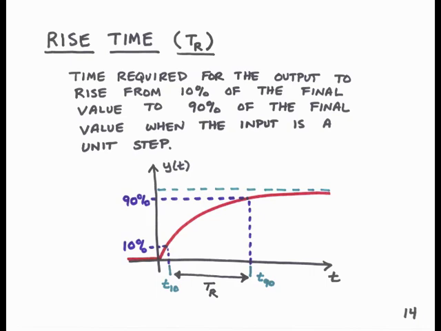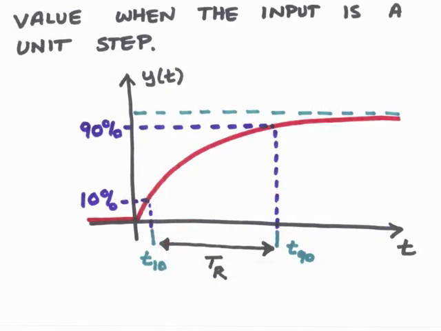In addition to the time constant, there is another way that we can specify how long it takes the system to respond, or how quickly it responds, and that is the rise time, which is given the symbol t sub r. The rise time is the time required for the output to rise from 10% of the final value to 90% of the final value, when the input is a unit step. We show the rise time in the figure here, the time to go from t sub 10 to t sub 90, the times corresponding to 10% and 90% of the final value.